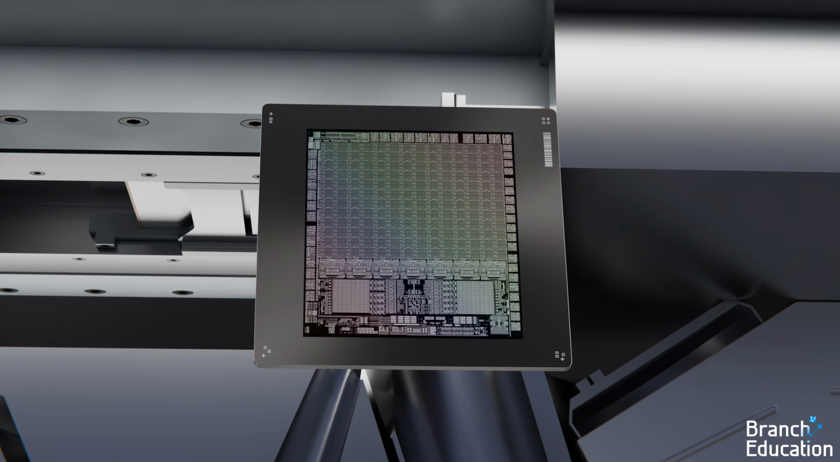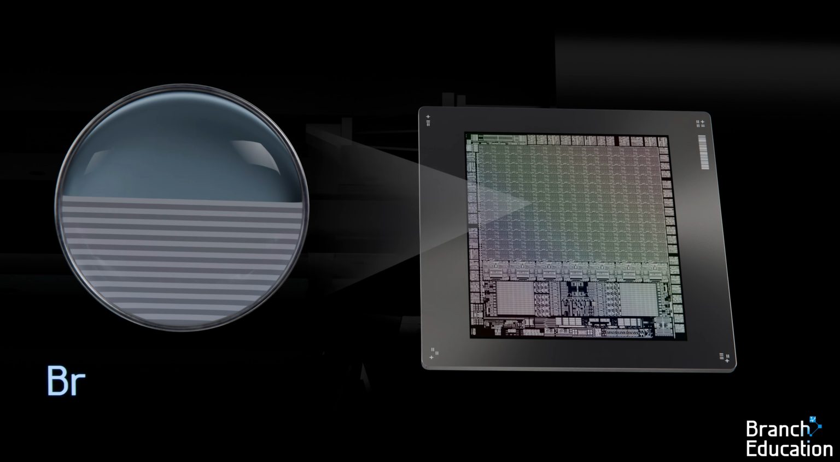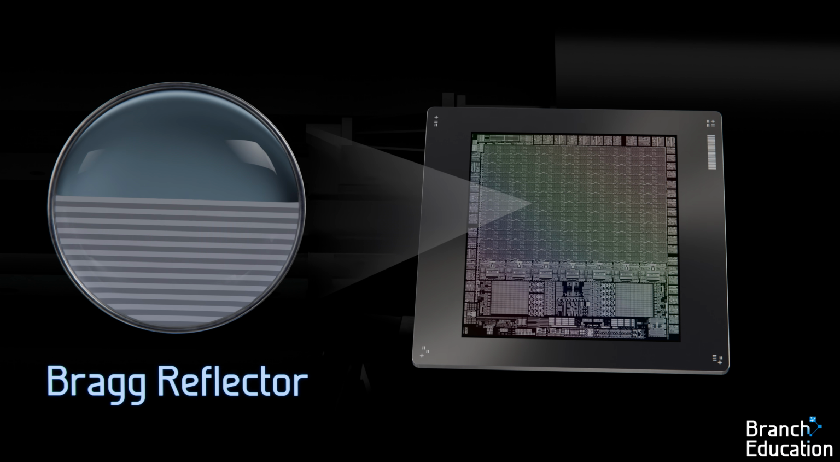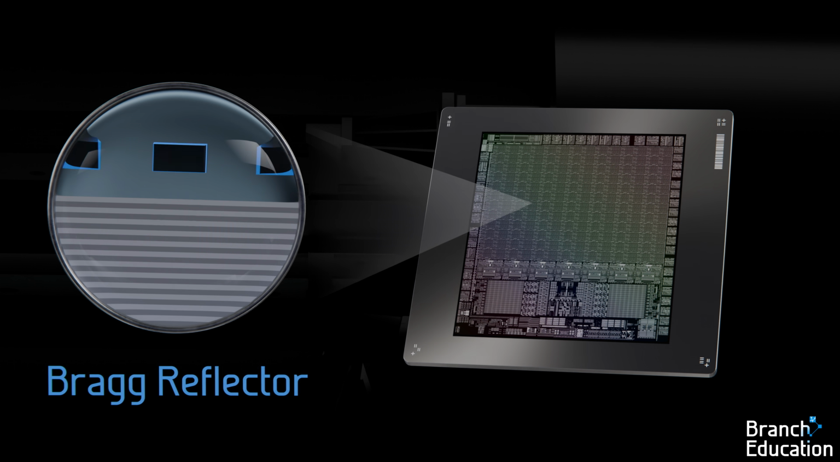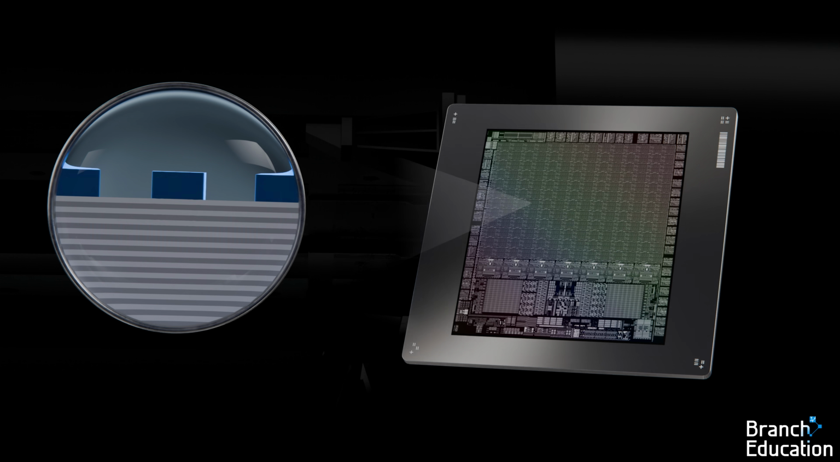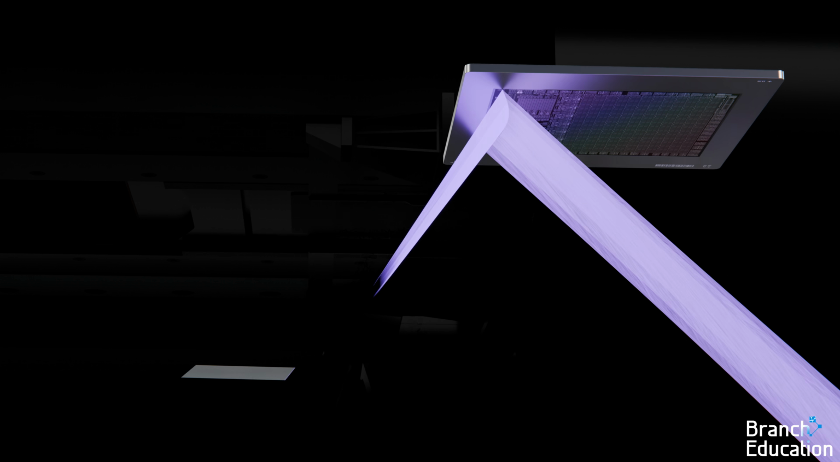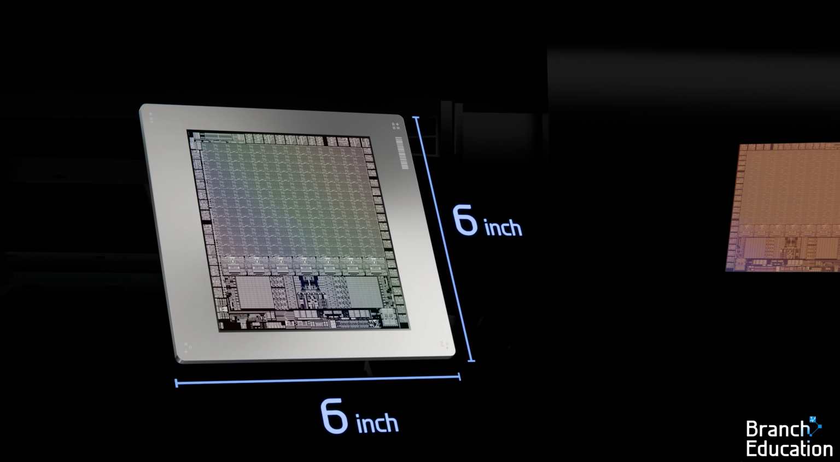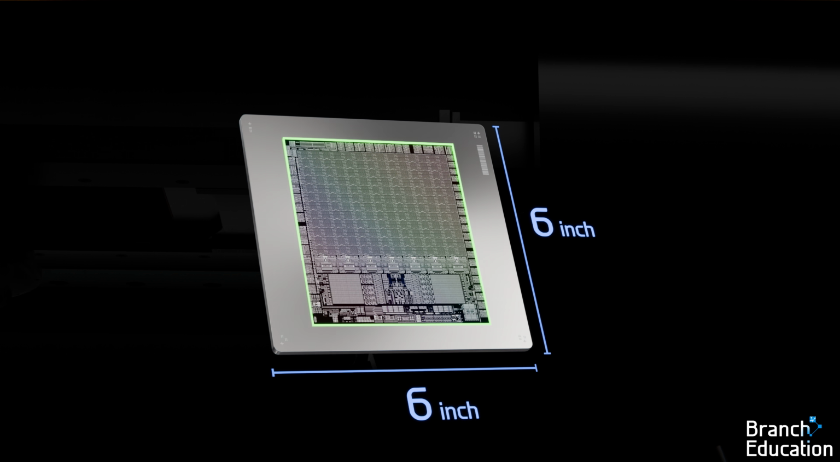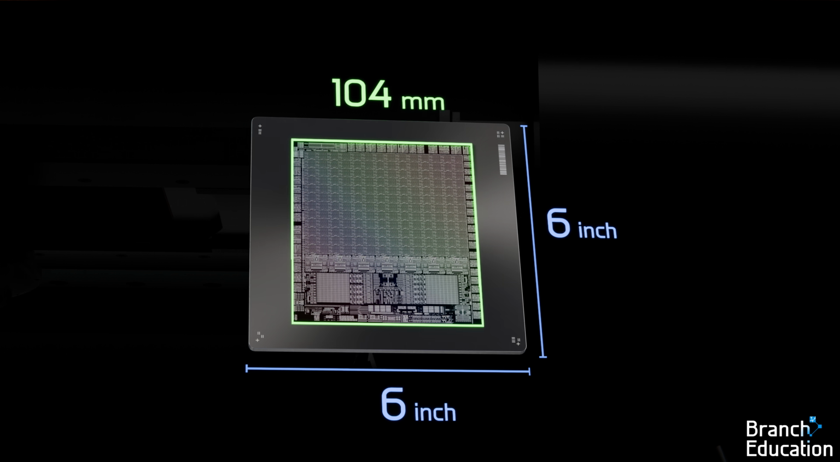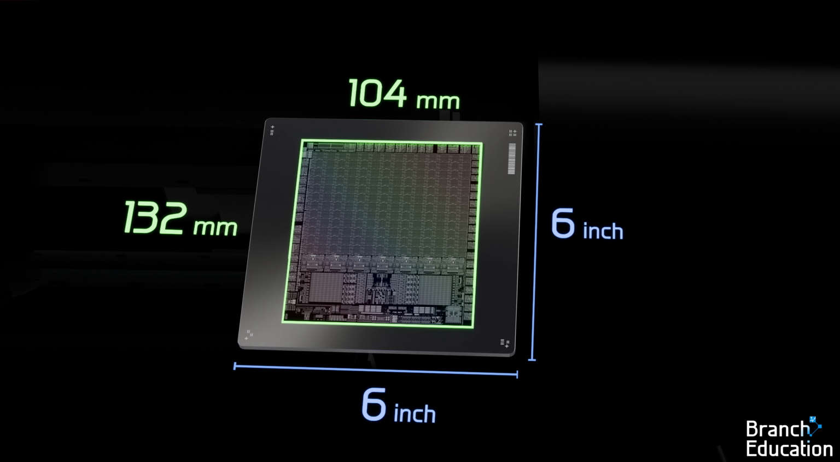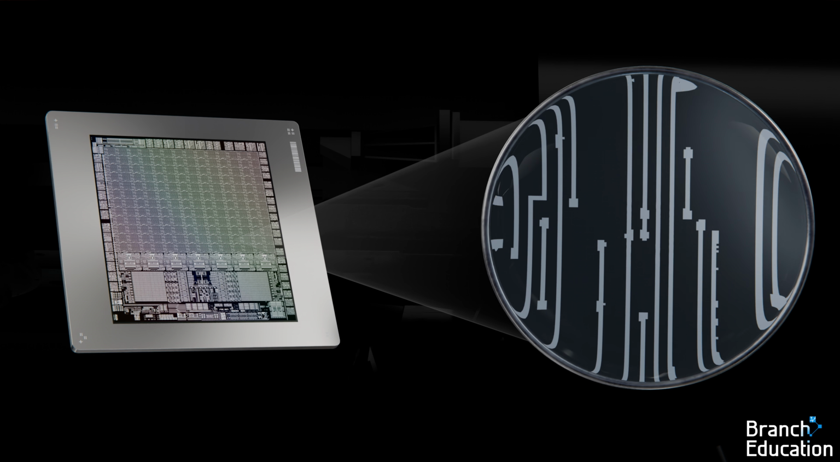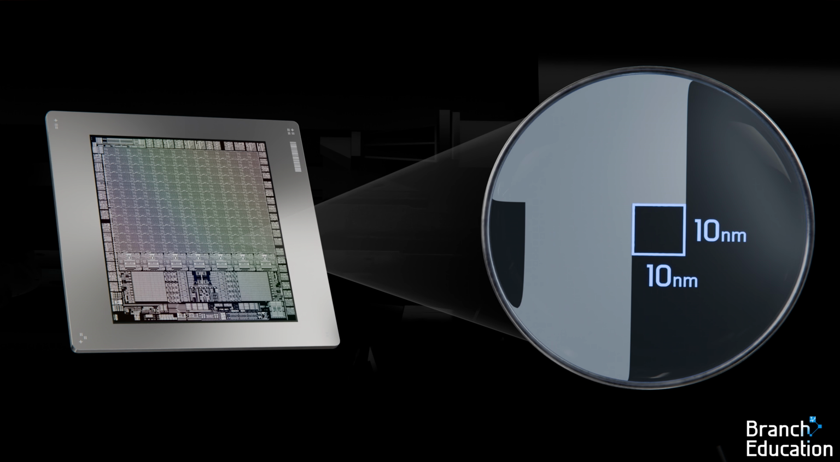This mask's surface is built from the same Bragg reflector surface mentioned earlier, but with a pattern of absorbers on top that locally blocks the light in order to create the detailed microchip layer pattern. This 6 by 6 inch mask has a pattern area of 104 by 132 millimeters and an absorber pixel resolution of below 10 by 10 nanometers.